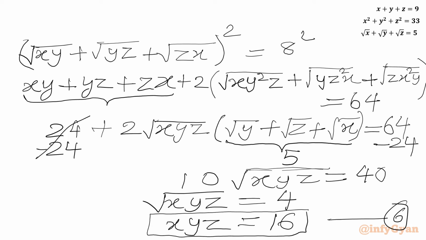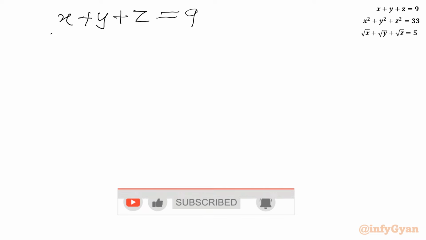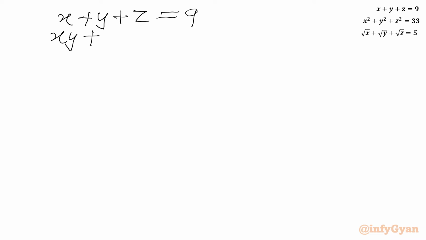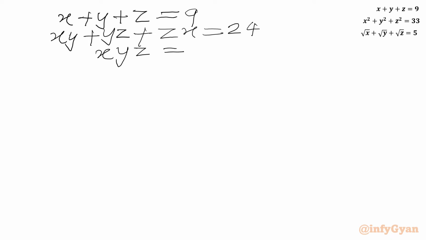Now I will write 3 equations out of 6. First equation is x plus y plus z equal to 9. Second equation is xy plus yz plus zx equal to 24. And x times y times z equal to 16.